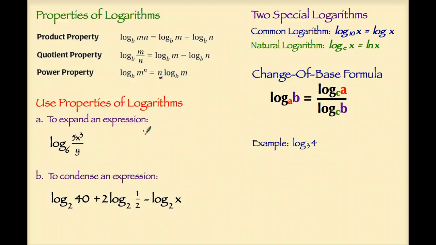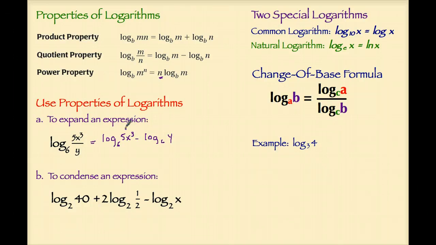Let's see how these properties work. We're going to expand an expression using the properties. Since I have a quotient here, I'm going to use the quotient property and separate this into subtraction. I'm going to rewrite this as log base 6 of 5x cubed minus log base 6 of y. That's the first property I'm going to use.